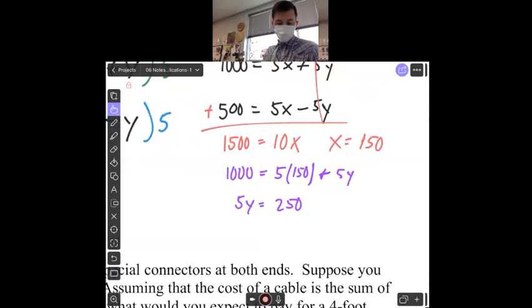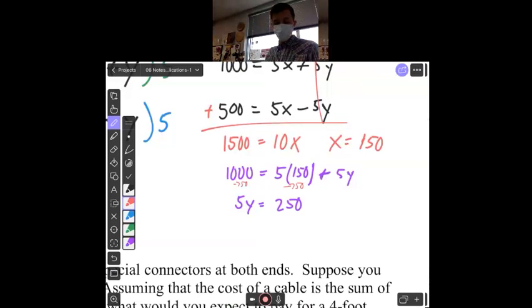I'll write that down. Okay, so I subtracted 750 to the other side. Divide by 5. Y would equal 50. There, I think I have the answers, 150 and 50.